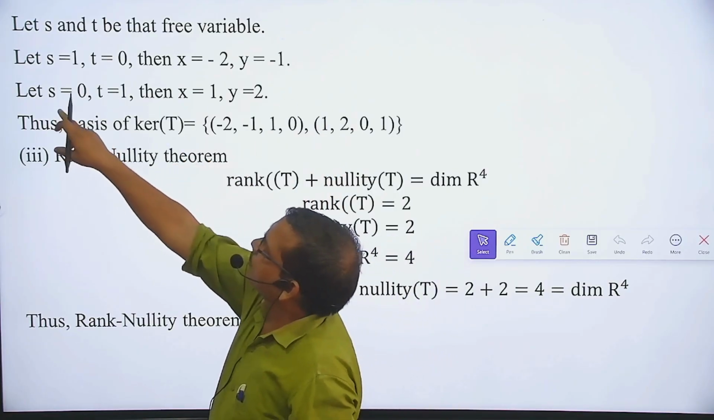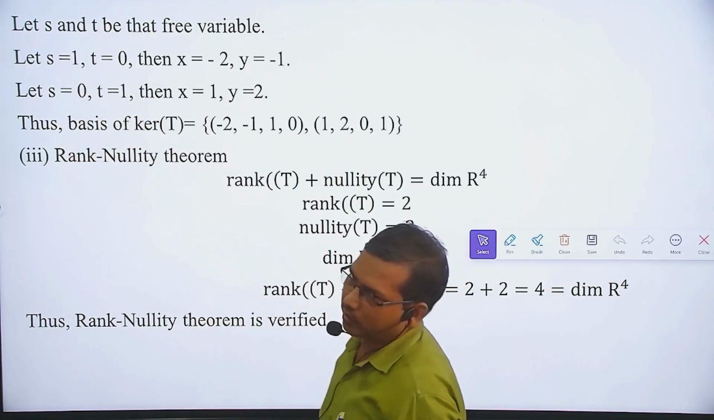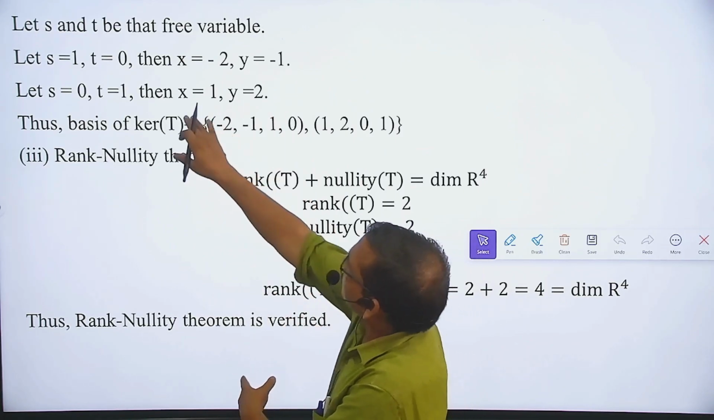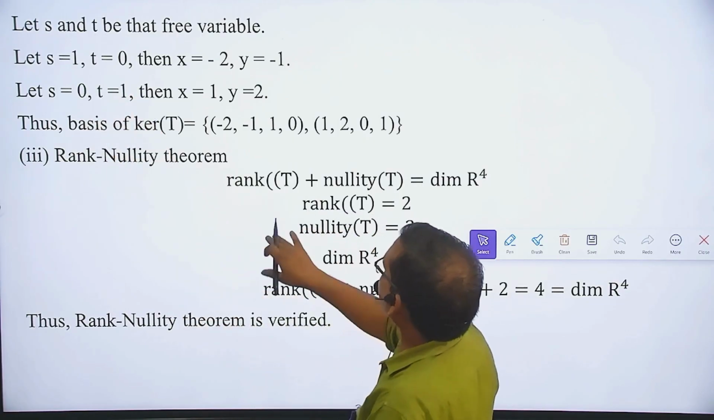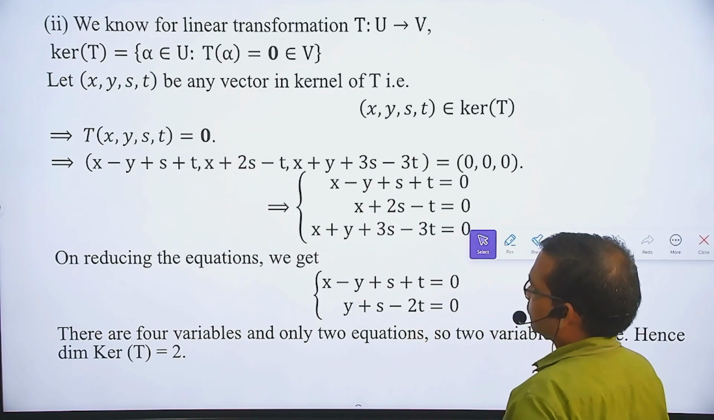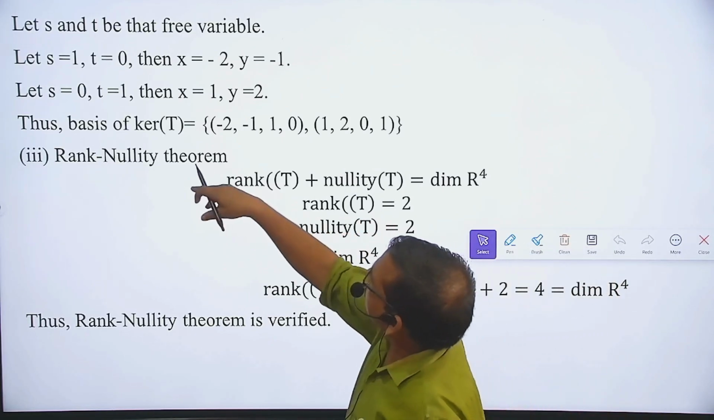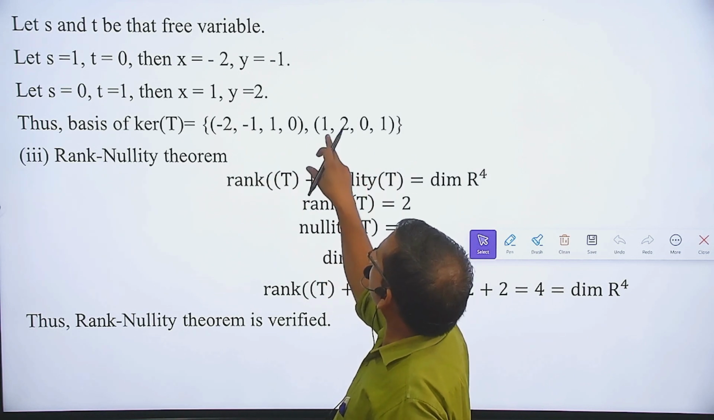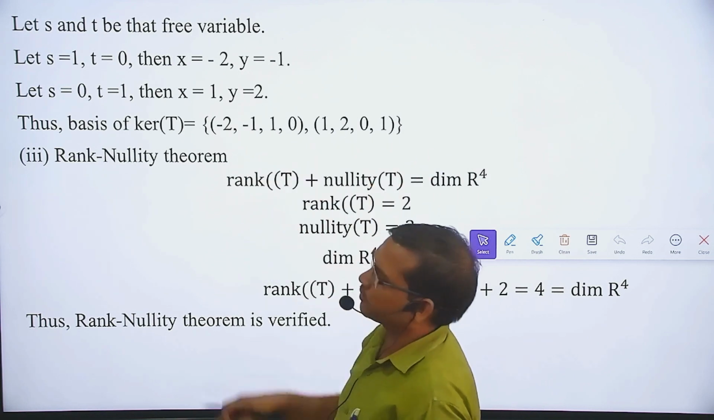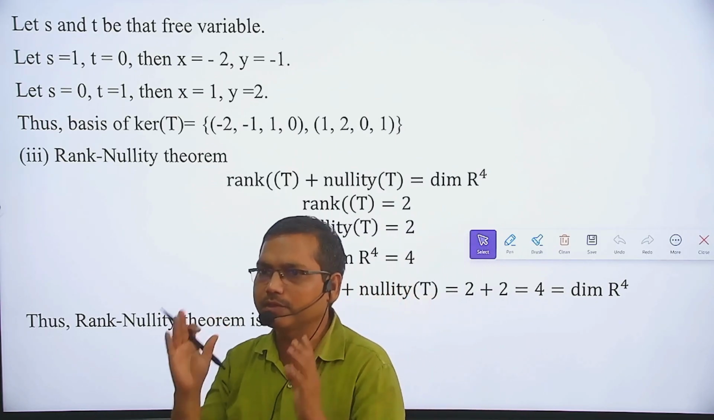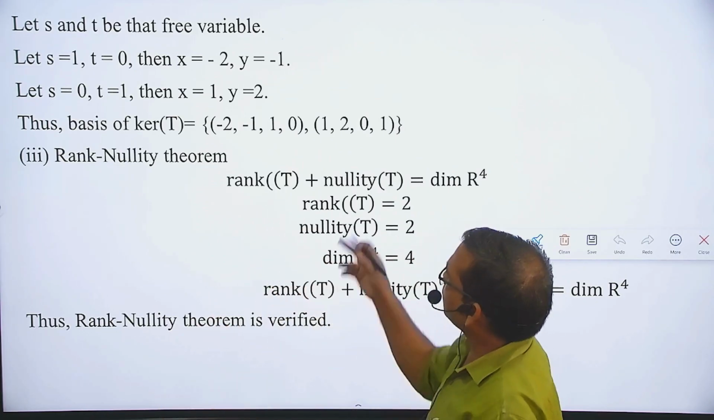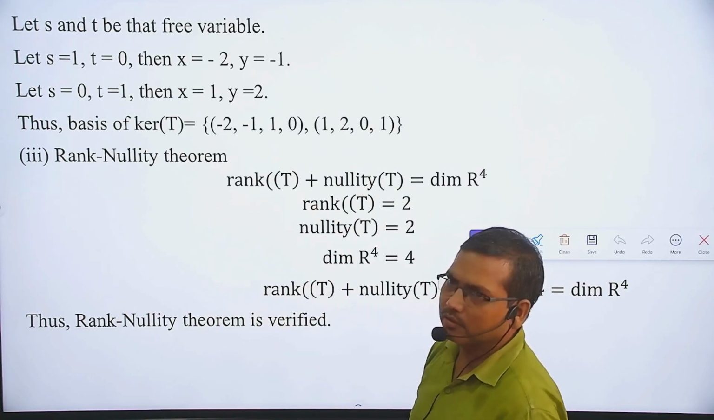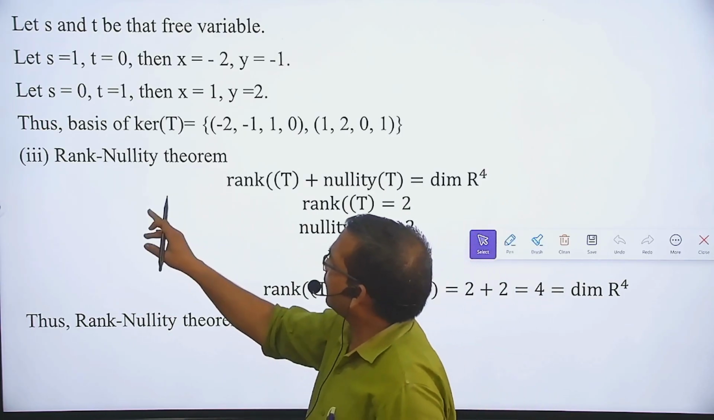For the second vector, take s equal to 0 and t equal to 1, and we get x equal to 1 and y equal to 2. After putting these in the previous two equations, finally we get two vectors: (minus 2, minus 1, 1, 0) and the second vector (1, 2, 0, 1). These two vectors form the basis of the null space, and the dimension of the null space or kernel is equal to 2.